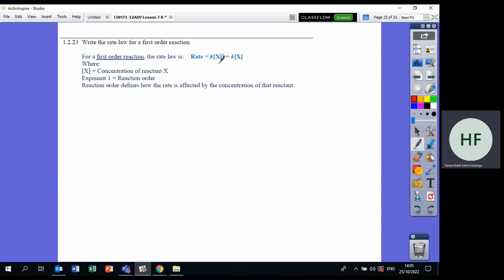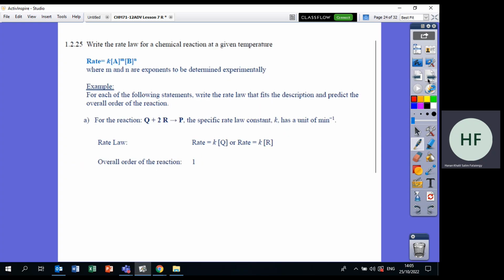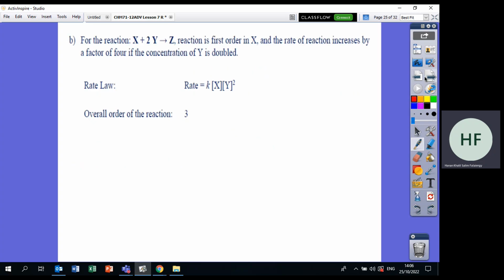Okay, now in the first order reaction, rate equal K times X, the order of X is 1. If we have the rule saying rate equal constant times X, and we draw a relation between the rate and X, it will be a linear relation and the slope is equal to K. I think this is more like math. This is a straight line passing through the origin. Now, if you have this reaction, the rate law is K times Q. I can see Q. What is the order of Q? The order of Q is 1. So the overall order is 1.